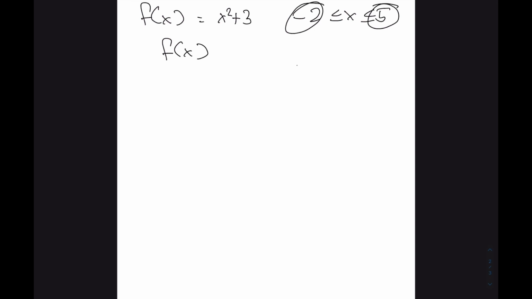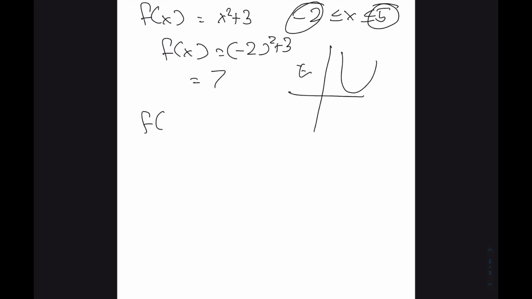So we already know that the graph should look somewhat like this, right? So we put in minus 2 squared plus 3, and y is equal to 7, right? 4 plus 3 is 7. I should have put minus 2 over here. And then f of 5 is also equal to 5 squared plus 3. 25 plus 3 is 28.